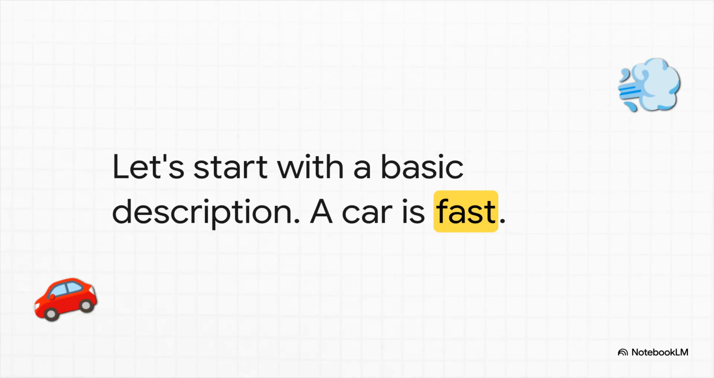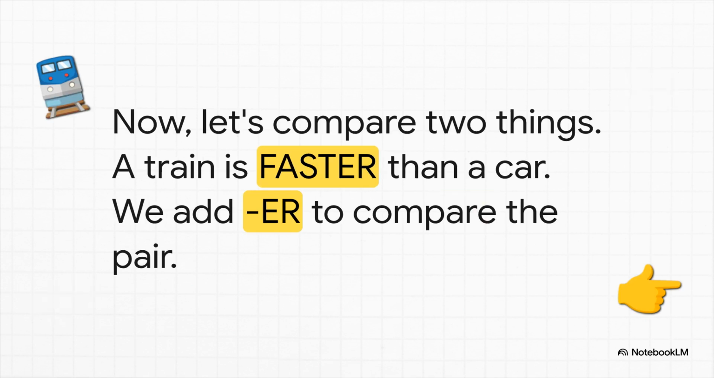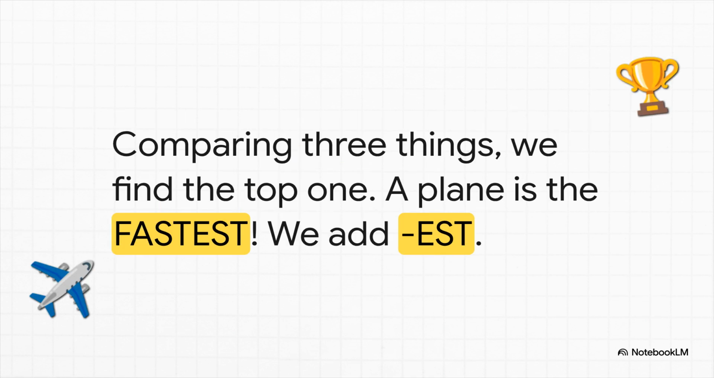Let's build a quick example so you can see it in action. We'll start with a basic idea, okay? A car is fast. It's a fine description, right? But it's not really comparing it to anything, at least not yet. Now, let's bring a train into the picture. So, compared to the car, what is the train? A train is faster. You see that? We just added the ER because now we are officially comparing a pair, the car and the train. And finally, whoosh, a plane shows up. So now we have 3 things: the car, the train, and the plane. Out of all of them, the plane is the fastest. We use est because we're looking at a group of 3 and finding the undisputed champion of speed.